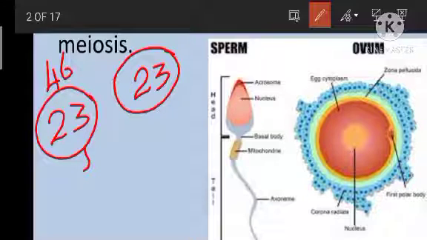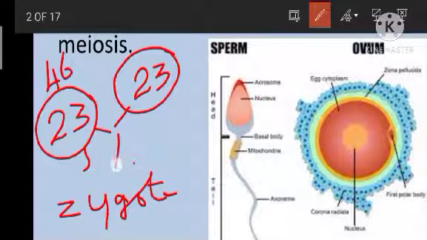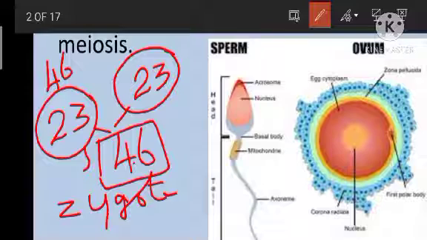Now assume a female gamete and a male gamete are there. Again they undergo fusion, that is fertilization, and as a result the zygote is formed. And in the zygote, how many chromosomes are there? It is 46. Our original diploid number of chromosomes is what? 46. Now the zygote also has how many chromosomes? 46.